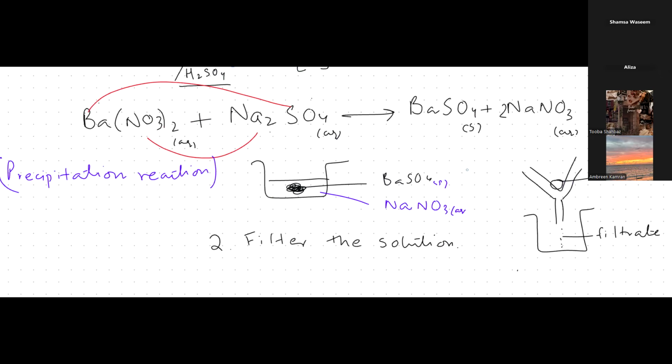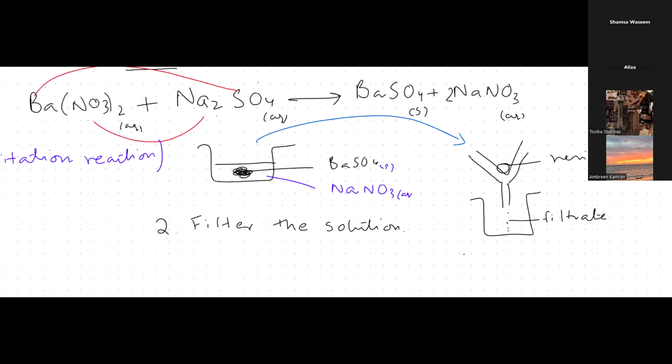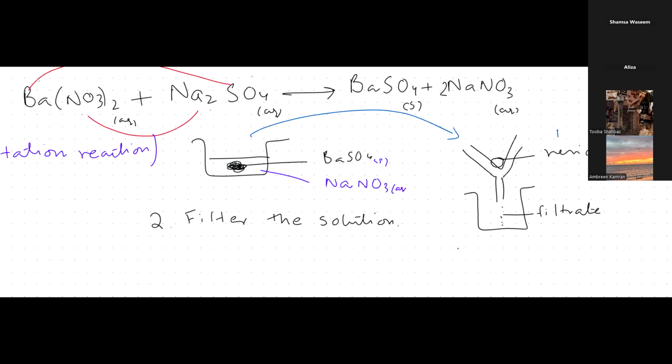Look, when I have filtered this, what will be left with me? As barium sulfate is an insoluble salt, it will be left as a residue. Shabash. And even that is going to be fruitful for our ATP paper. And what will be there as a filtrate is going to be sodium nitrate. Excellent.